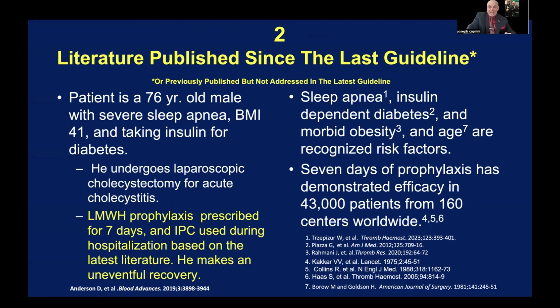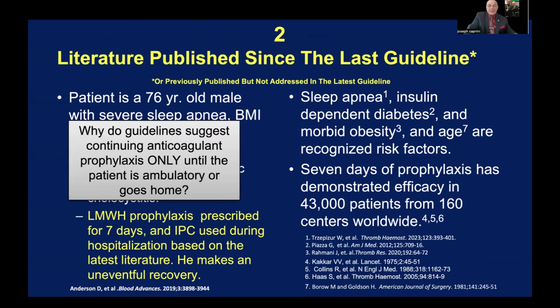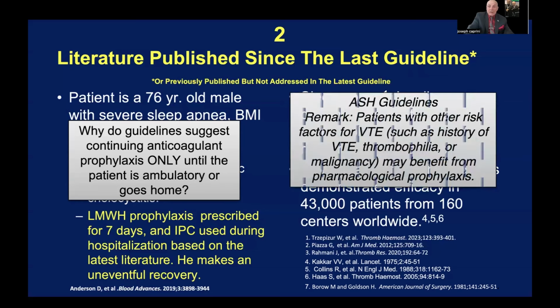These are solid data. And yet, why do the guidelines continue to suggest using anticoagulant prophylaxis only until the patient is ambulatory or goes home? That flies in the face of references 4 to 7 right here. Now, the ASH guidelines, as I said before, only recommend 3 risk factors that merit prophylaxis if you're going to interpret it literally.